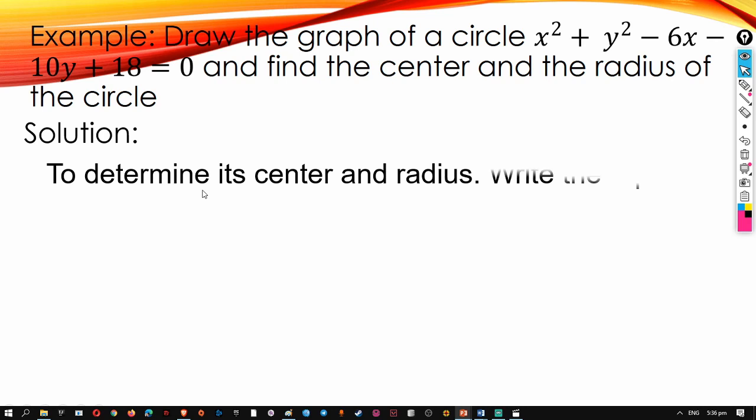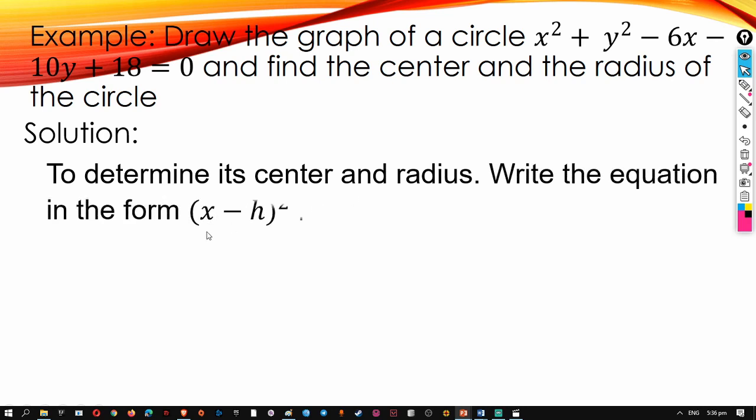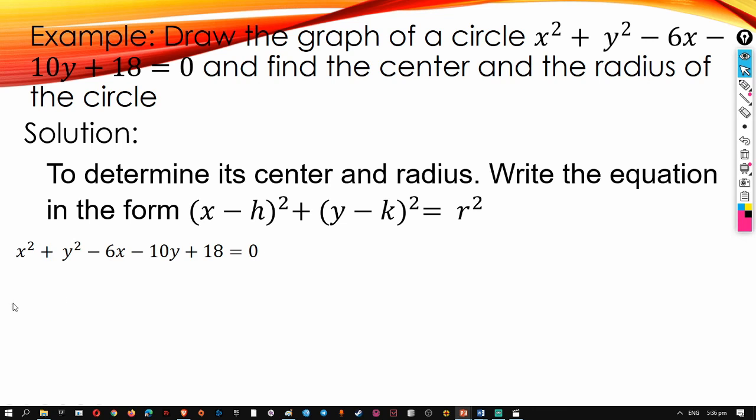Okay, so to determine its center and radius, write the equation in the form. So, ayan. So, kailangan mahanap natin ang center and radius. So, given, kailangan i-transform natin ang given into the standard form. So, paano siya ita-transform? So, ico-combine natin muna ang terms with the same variable. So, ito yung same variable, x squared plus negative 6x.